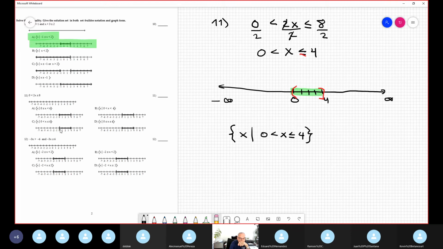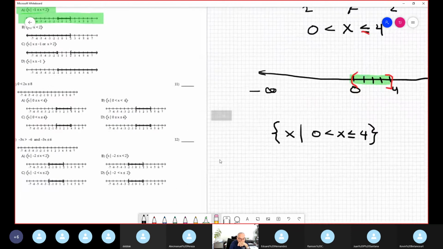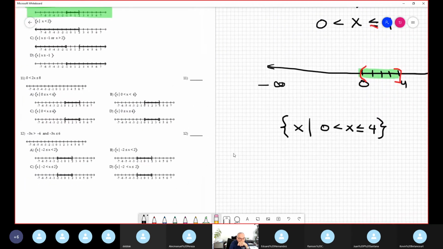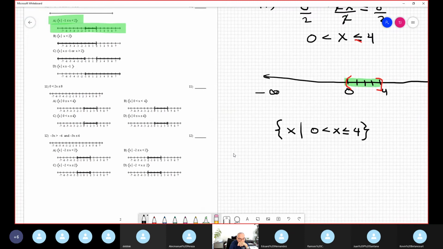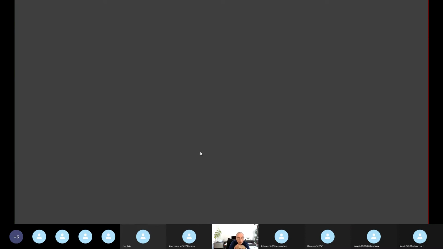We need that. What do you think, guys? What is the best option? What is the correct answer? Is it A, is it B, is it C, or is it D? Okay, using the green color to select. What do you think? Help me. What do you think? Perfect. What is the correct answer? A, B, C, or D? Come on.